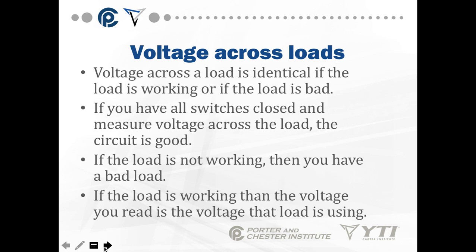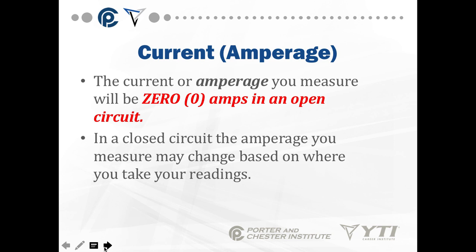If you have all switches closed and measure voltage across the load, the circuit is good. If the load is not working, then you have a bad load. If the load is working, then the voltage you're reading is the voltage the load is using, or the voltage drop across the load. Measuring current in a circuit will be 0 in an open circuit. Again, there's no path for the current to flow from neutral back to line. In a closed circuit, the amperage you measure may change based on where you take your readings.